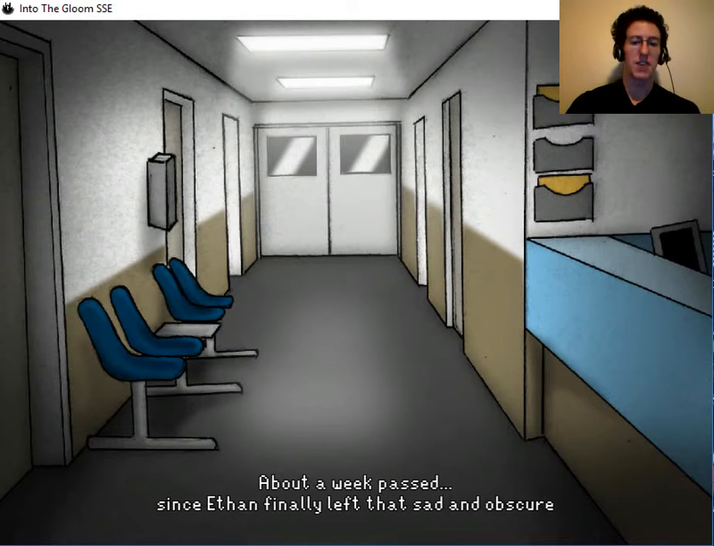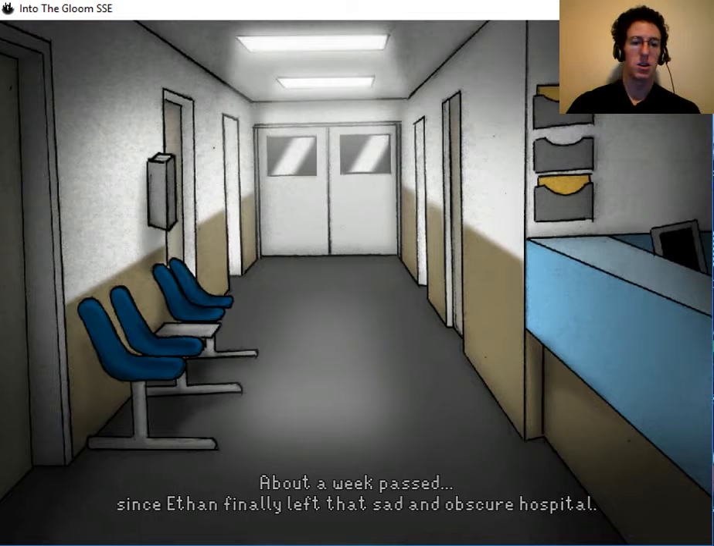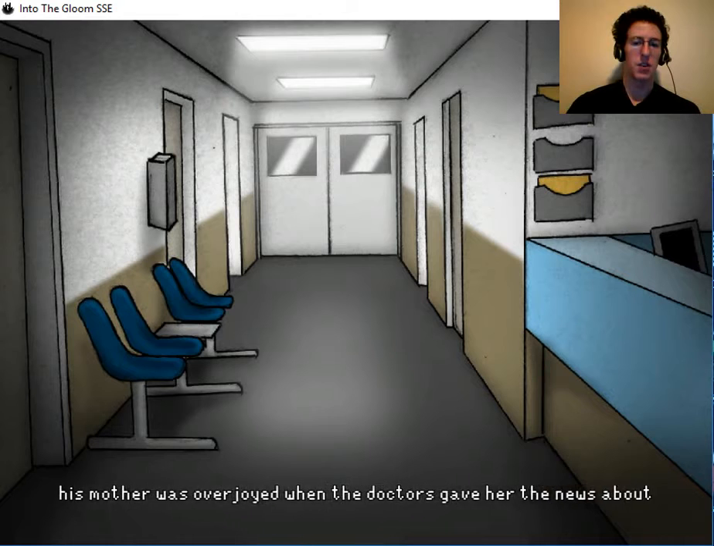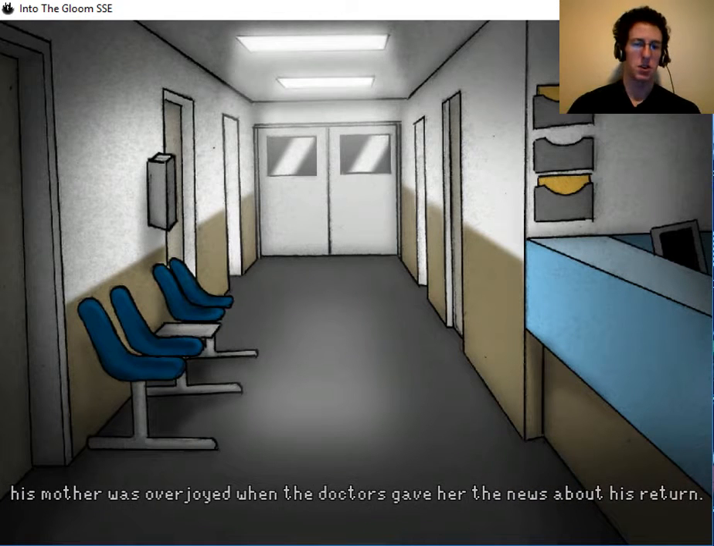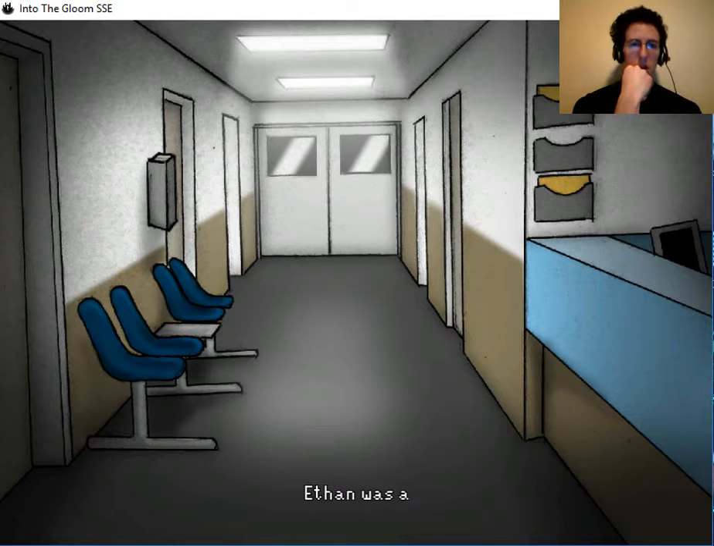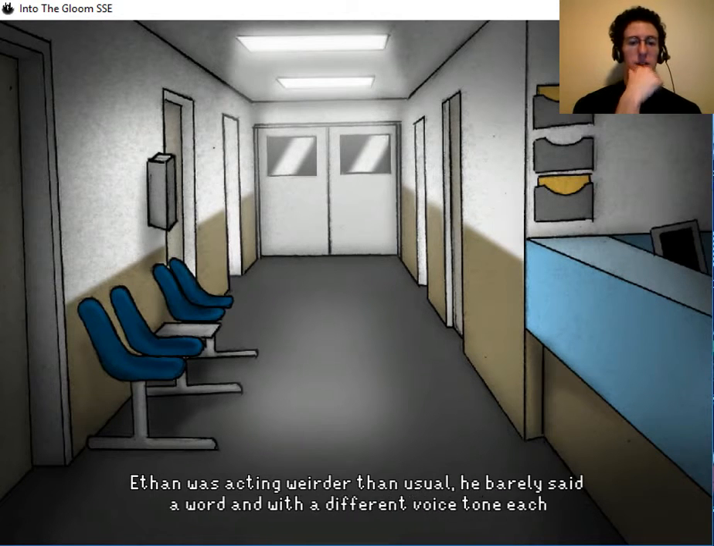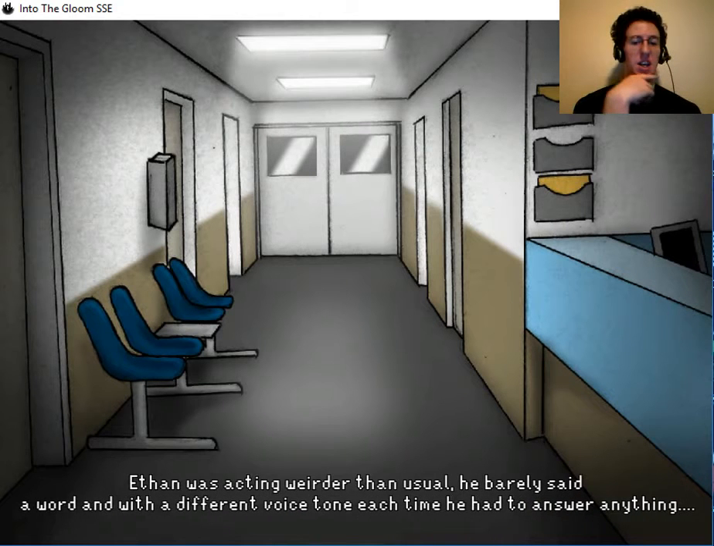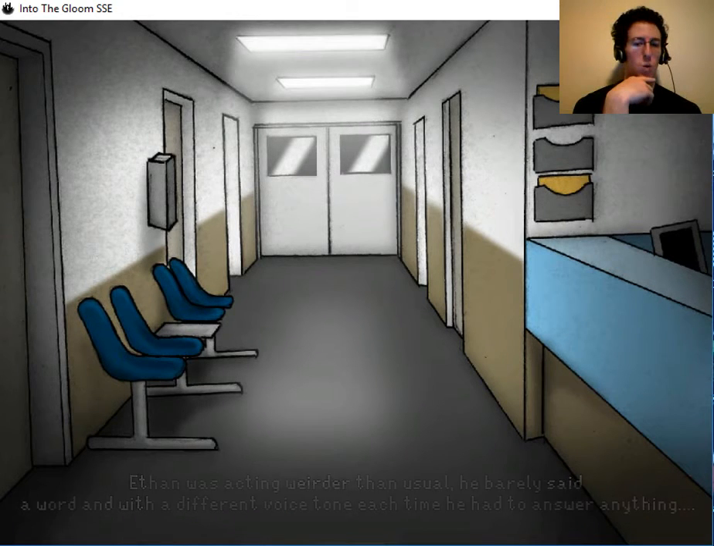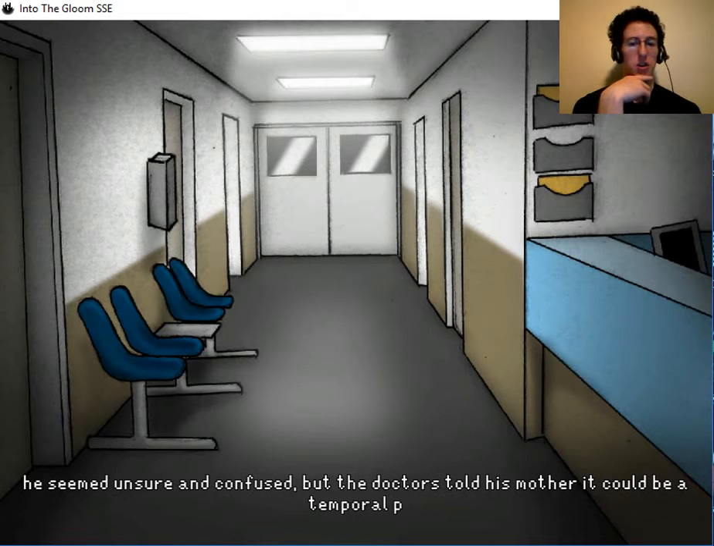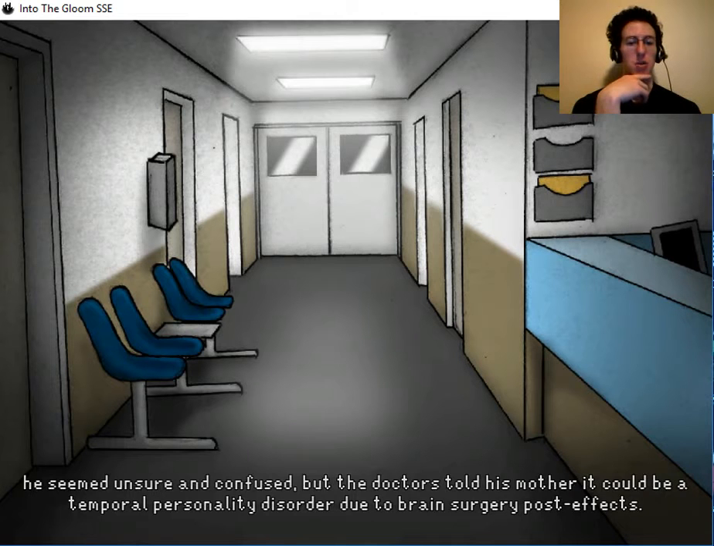Ethan finally left that sad and obscure hospital. His mother was overjoyed when the doctors gave her the news about his return. Ethan was acting weirder than usual. He barely said a word, and with a different voice tone each time he had to answer anything. I get the feeling I just got possessed. He seemed unsure and confused, but the doctors told his mother it could be a temporal personality disorder due to brain surgery post-effects.